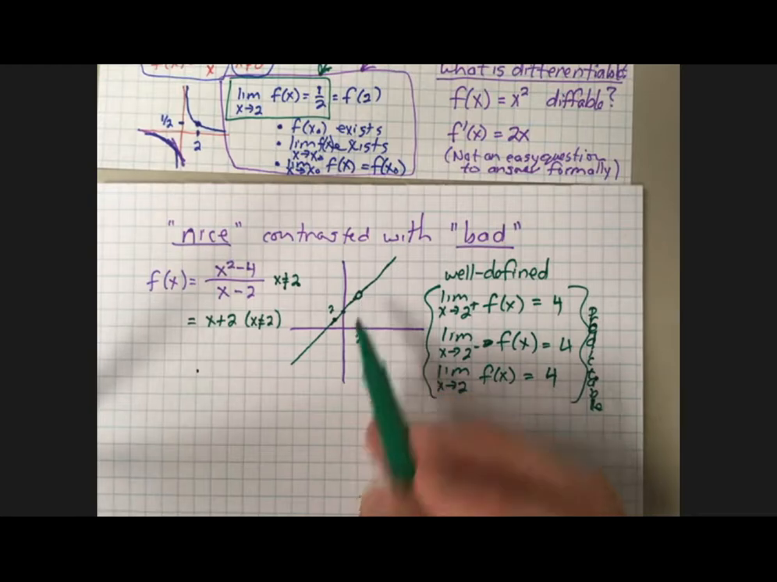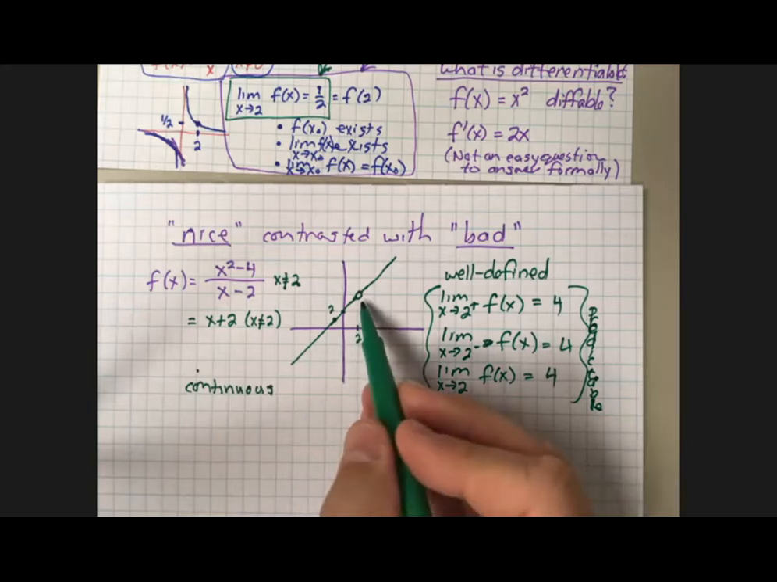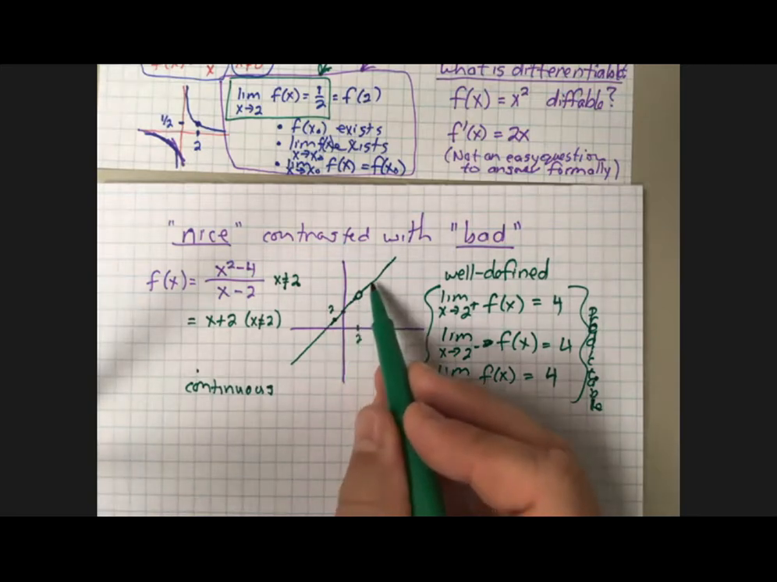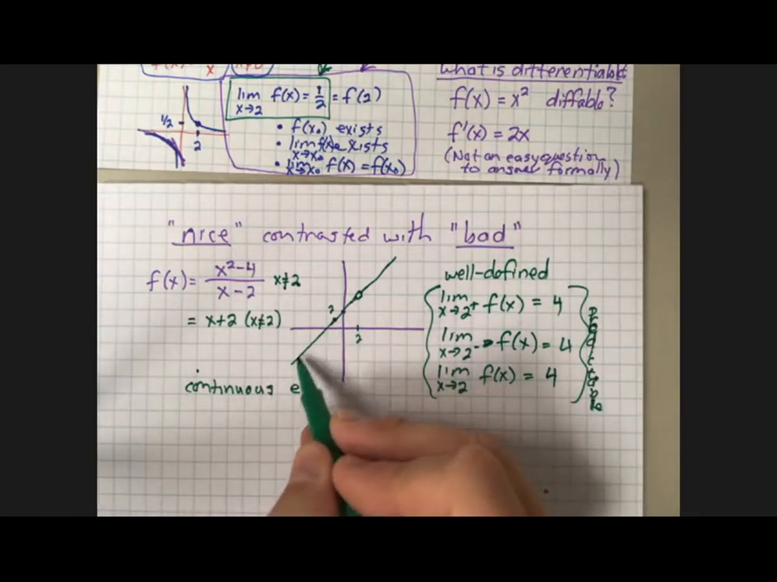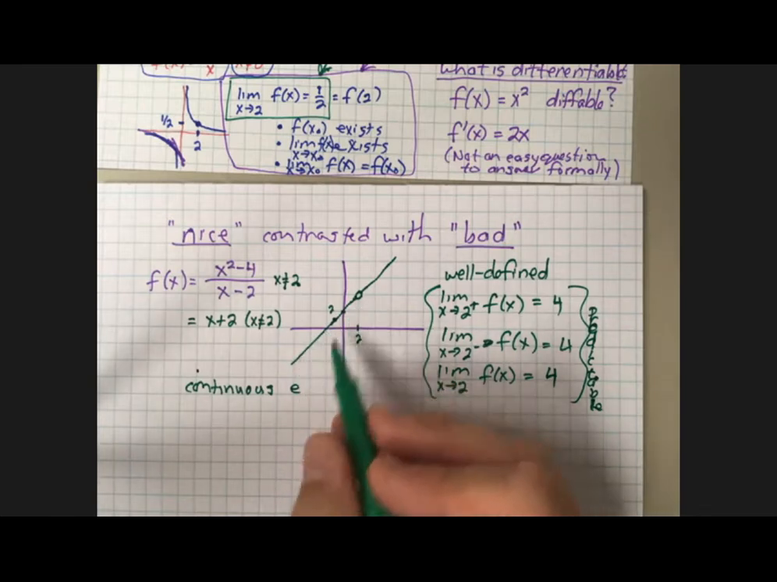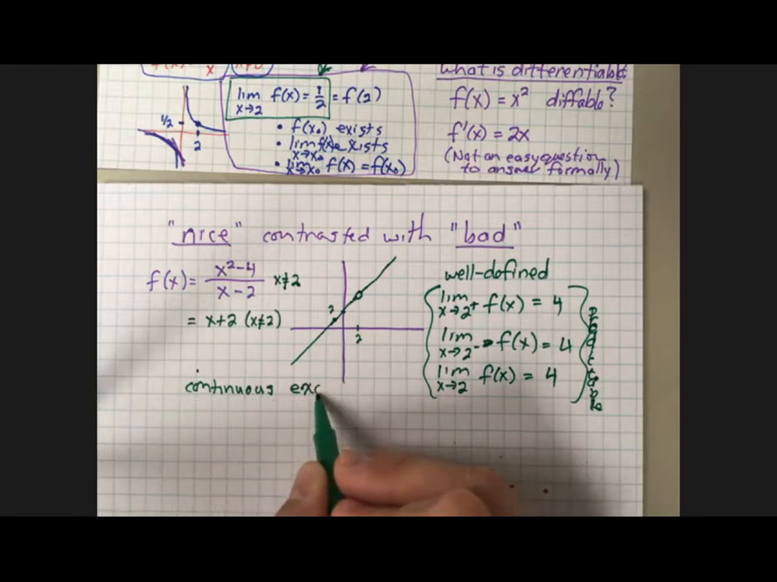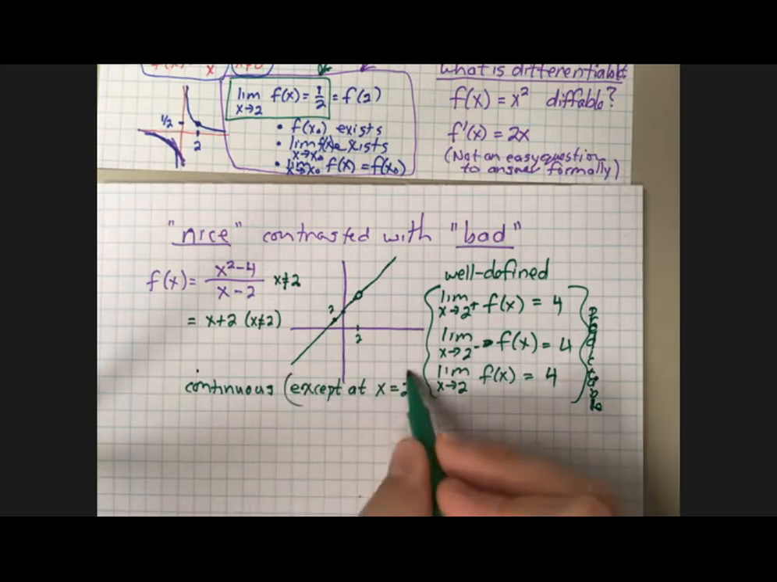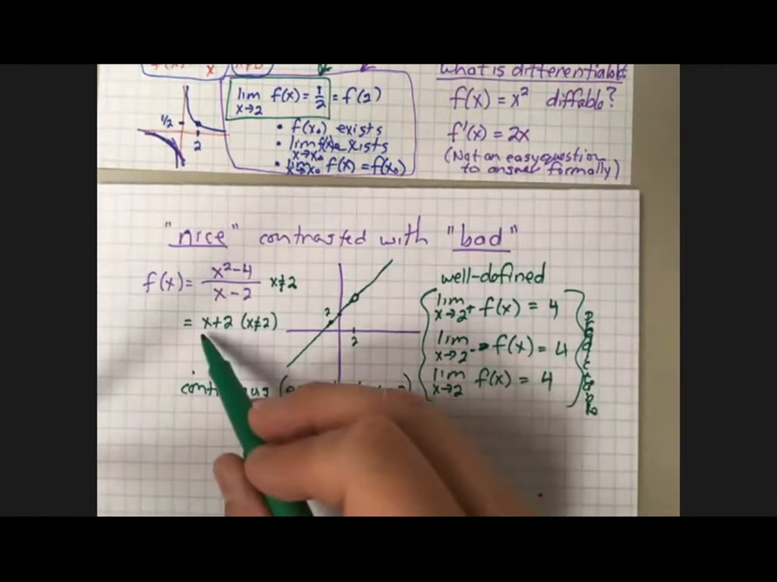Is this function continuous? Well, it's continuous everywhere except 2. Because continuous means the value matches the prediction. And if there's no value at 2, even though there's a prediction at 2, the value can't match the prediction. Everywhere else, the prediction I make as I approach a point matches the value that's at that point. So I can say, yes, I'm going to look at this in the brightest way I can. Yes, this function is continuous, except at x equals 2. How about differentiable? Well, I could find the derivative of this function x plus 2.